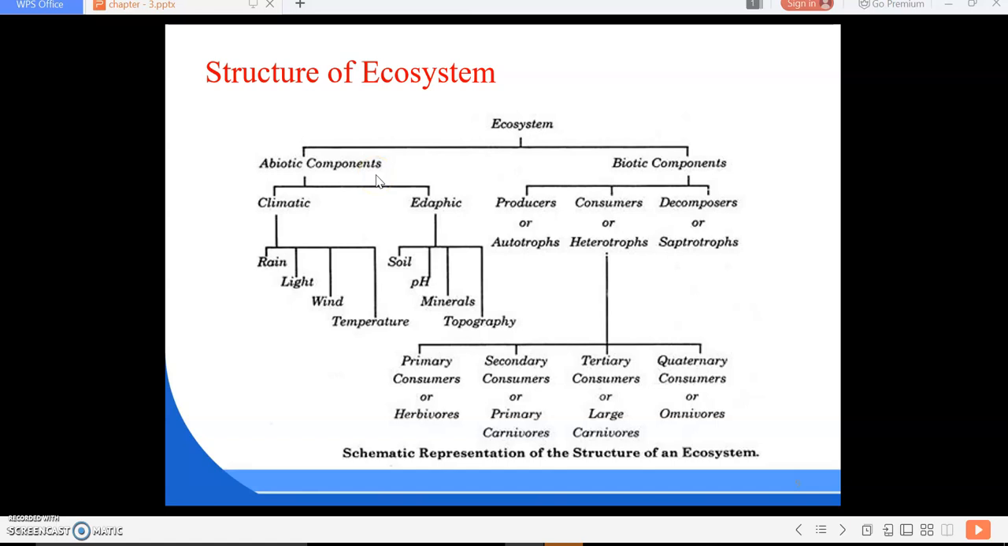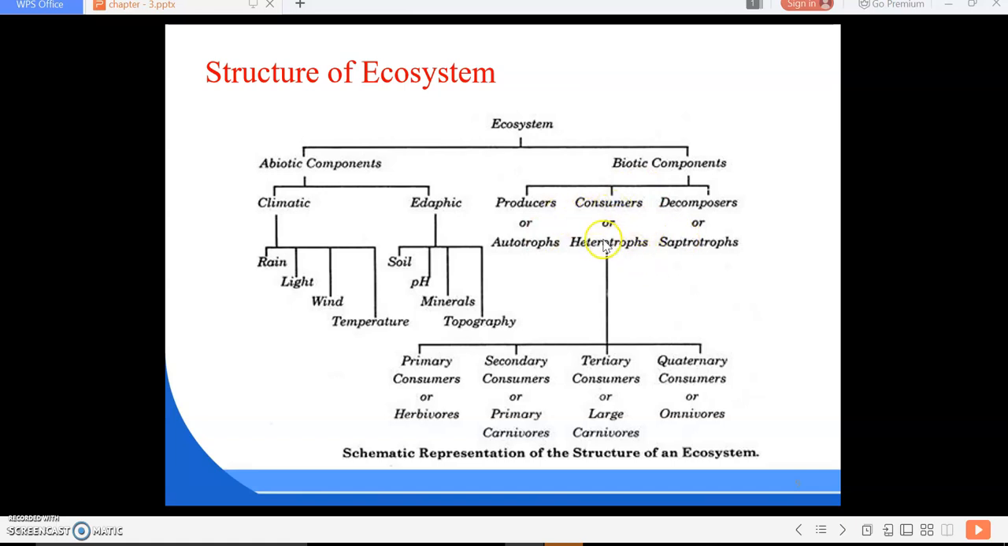Next, we are going to switch to the biotic environment, or the biotic components or biotic structures. The biotic component is further divided into three: first producers, second consumers, and third decomposers. The producers are also known as autotrophs, which are those that can produce their own food. We know that all the green plants are called producers or autotrophs, because they can produce food.